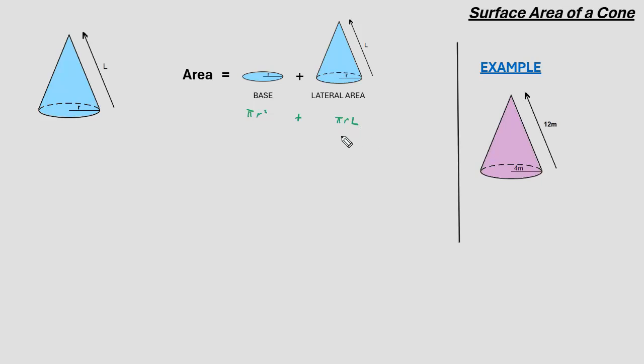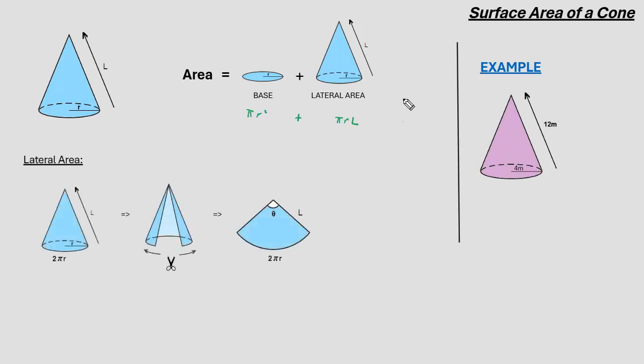Before showing this sum in action with an example, it is helpful to know where the sum for the lateral area comes from. And we can start by looking at these images here. Now 2 pi r, which is 2 pi times the radius of the base, that is the circumference, which is the distance all the way around the edge of the base.